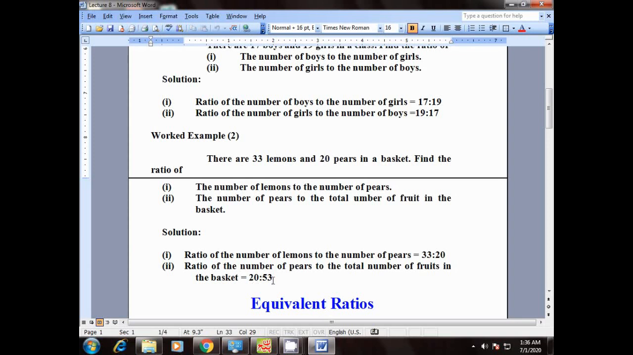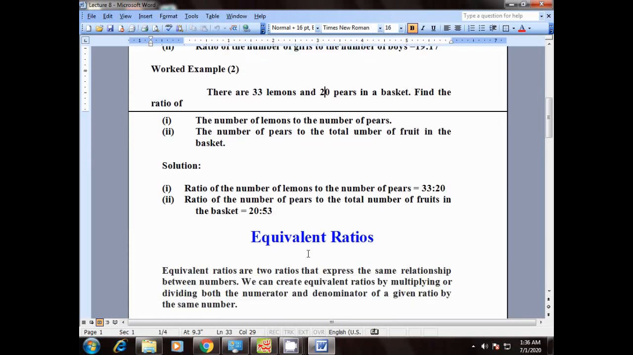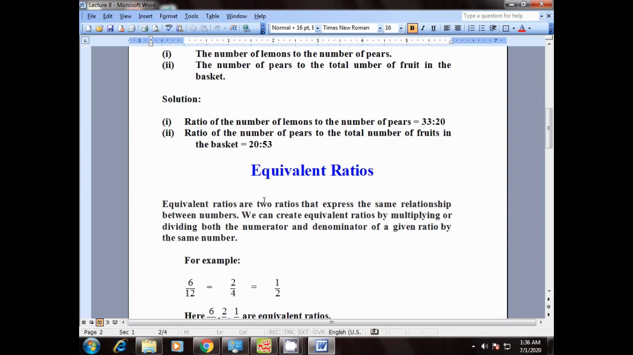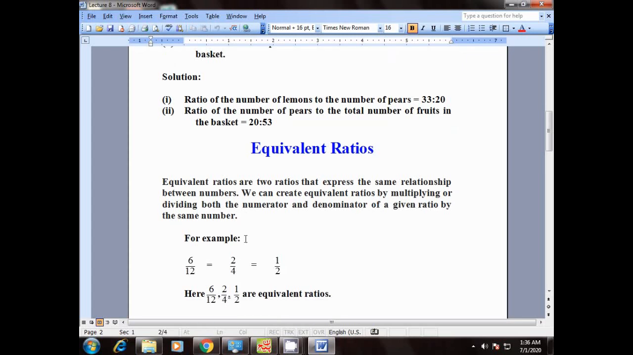Equivalent ratios. Let's define this term equivalent ratios. Equivalent ratios are two ratios that express the same relationship between numbers. We can create equivalent ratios by multiplying or dividing both the numerator and denominator of a given ratio by the same number. For example, 6 divided by 12.